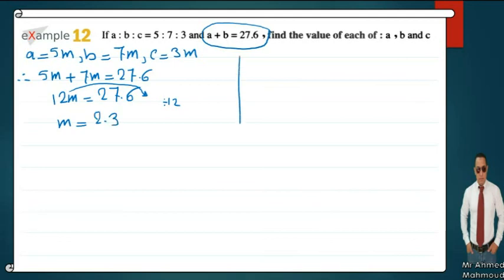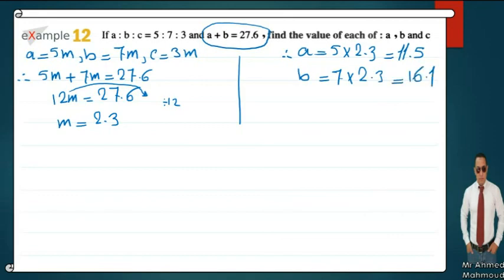Okay, therefore a, which equals 5m, equals 5 times 2.3 equals 11.5. b equals 7m, 7 times 2.3 equals 16.1. c, which equals 3m, equals 3 times 2.3 equals 6.9. The next example.